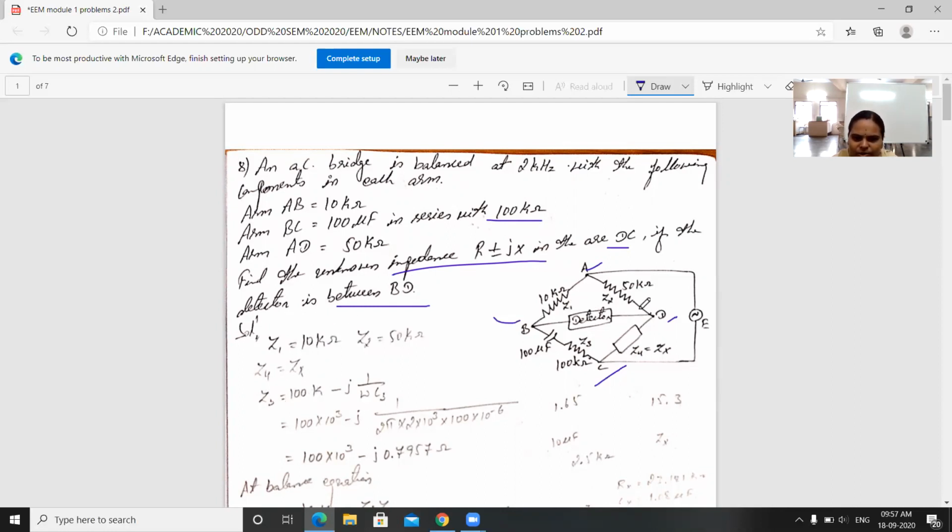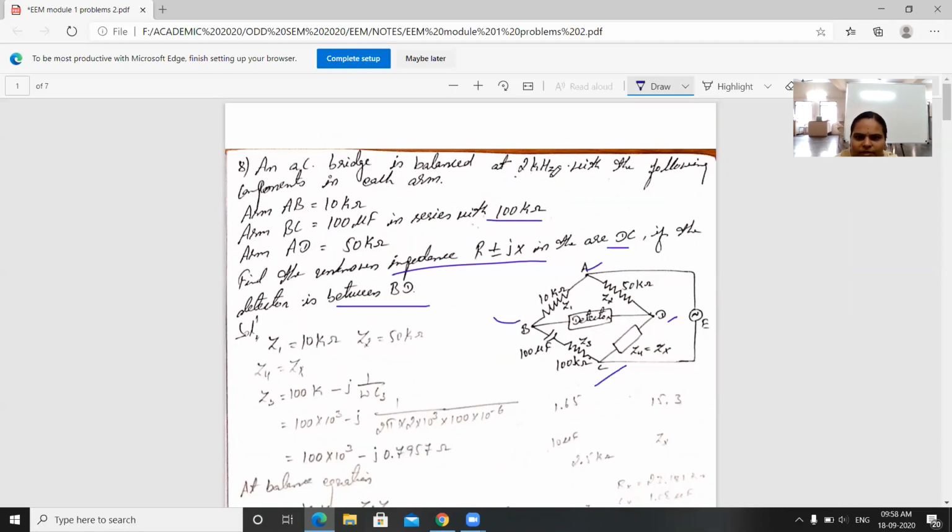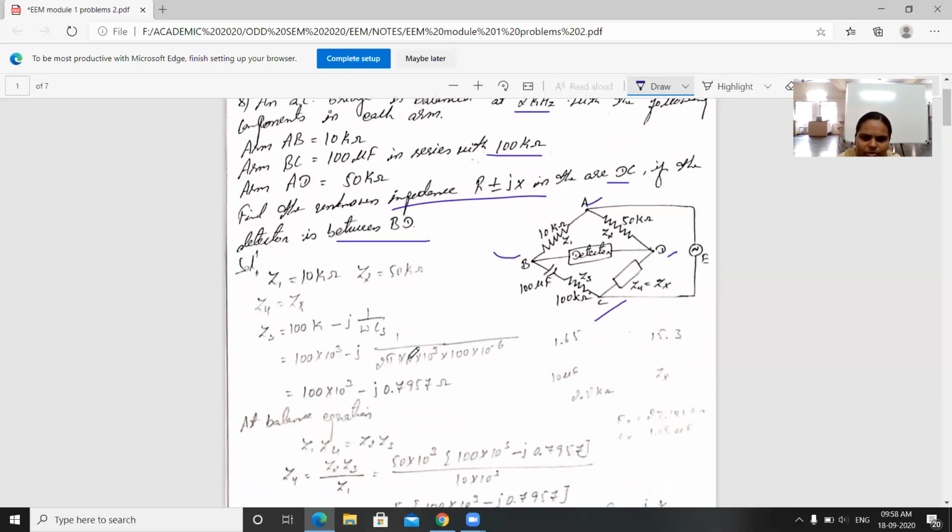Here Z3 is going to be taken as a resistance in series with a capacitor. If it is series, it means minus J 1 divided by omega C3. Substitute for C3. Here it is 100 kilo ohms and 2 pi into F, which is given as 2 kilohertz. You substitute that and you'll be getting Z3 is equals to 100 into 10 raised to 3 minus J 0.7957 ohms.